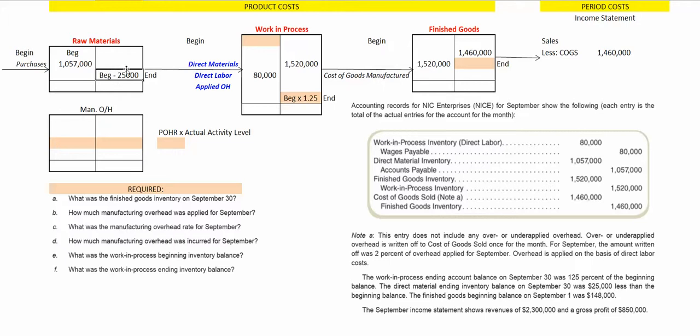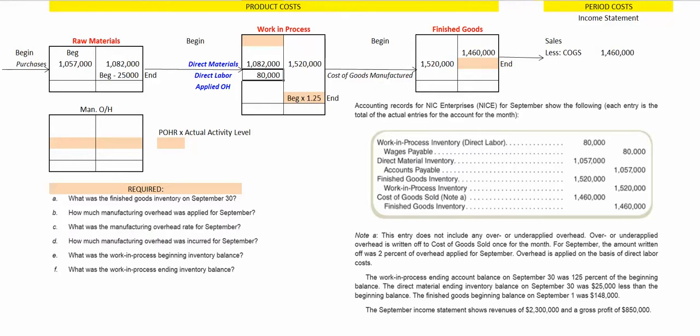So if our inventory goes down by $25,000, that means we must have used more than we purchased. We purchased $1,057,000. We used that much plus an additional $25,000. So our usage of raw materials was $1,082,000. And of course that comes into work in process.